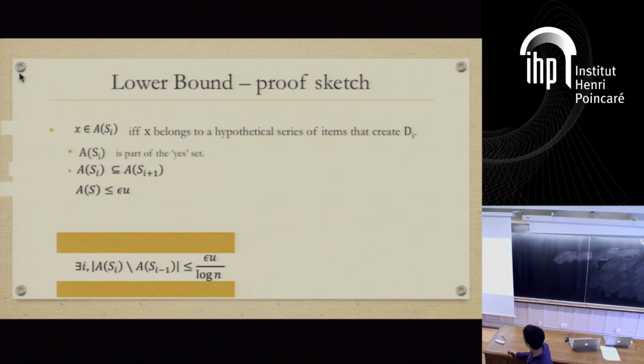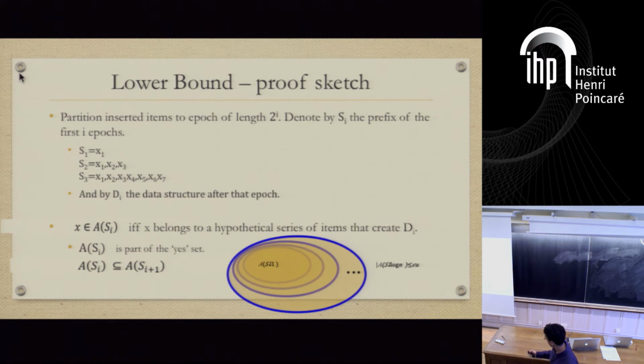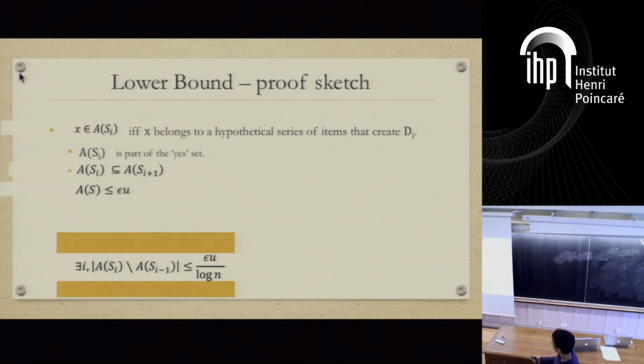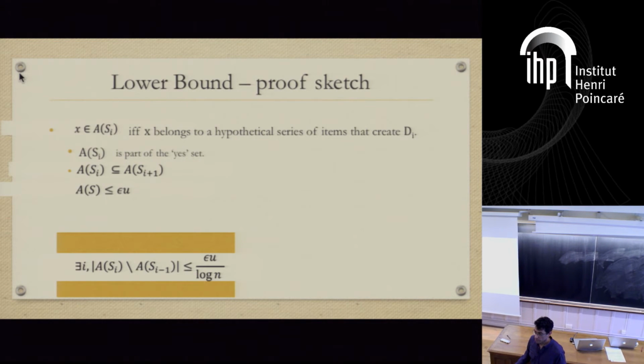Can you do the last slide one more time? Sorry. Yes. So we have containment, and every set is a subset of the yes instance. So the final set is of size at most epsilon u. Now by an averaging argument, we know that there are two consecutive such sets whose difference is not too big, because we have a total of log n. So there were two sets whose difference is at most epsilon u divided by log n.